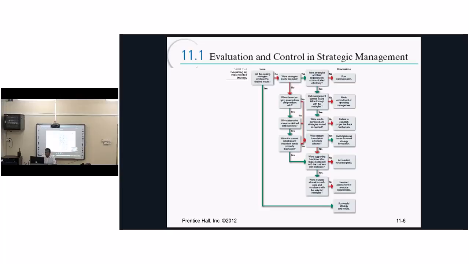Sometimes you incorrectly assess the resource requirement. When you execute your strategy, you have certain requirements of resources in terms of money, people, and systems. But when you actually do the thing, you find you need more money to do it. So that means you are unable to do it with the given budget. So incorrect assessment of the resource requirement may be another reason.